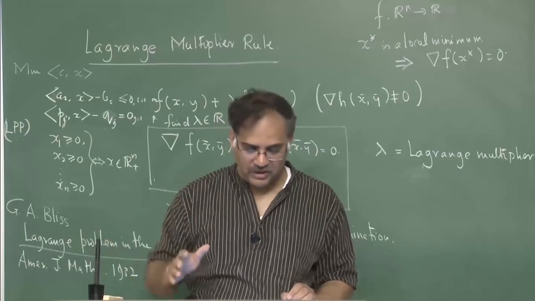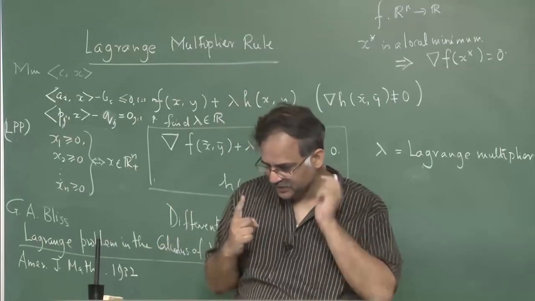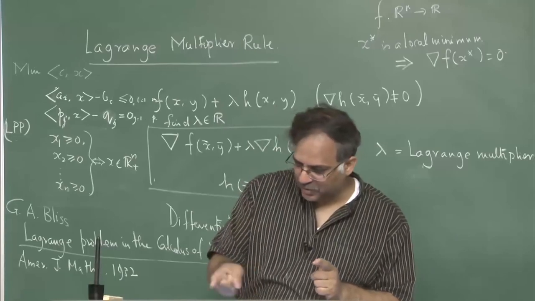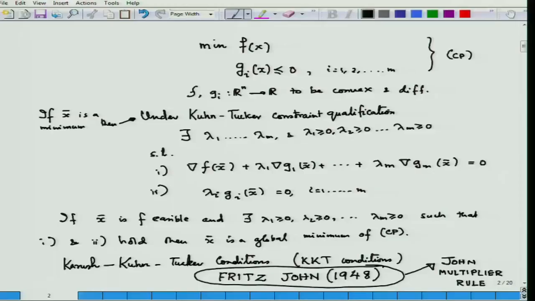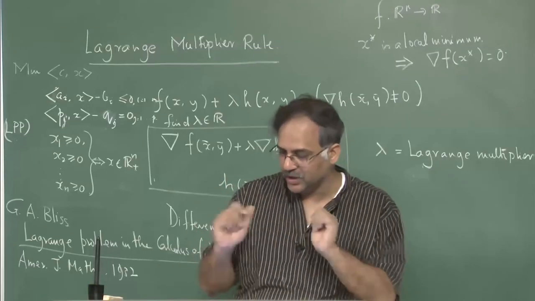So, with this let me stop, and in the next class we will first take just this problem without the convexity assumption and take John's approach and see what happens, and then we will add the equality and again take John's approach and see what happens.